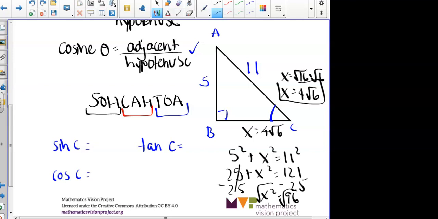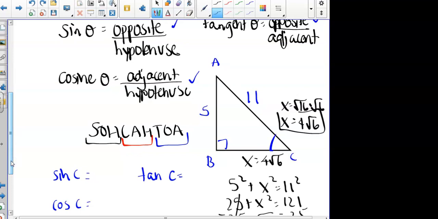So the standard for this lesson is being able to write our ratios. We know from sine, opposite our reference angle C, this is O, this is A, and this is H. So the opposite side is 5, and the hypotenuse is 11. The cosine of C is adjacent over hypotenuse, so that would be 4 root 6 over 11. And the tangent of C will be the opposite side length of 5 over the adjacent 4 root 6.